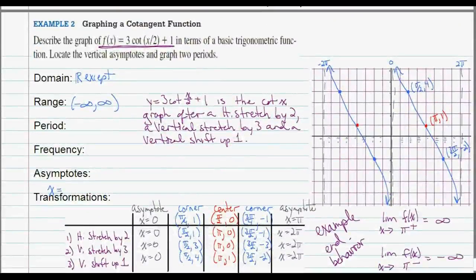Now this guy has a lot of transforming going on. We've got, let's see, well, the function is the cotangent of x after a horizontal stretch by 2, that's the x over 2, which is really instead of dividing or shrinking by 2, you're actually stretching it by 2. A vertical stretch by 3, and a vertical shift up 1. So that's what my description is here.